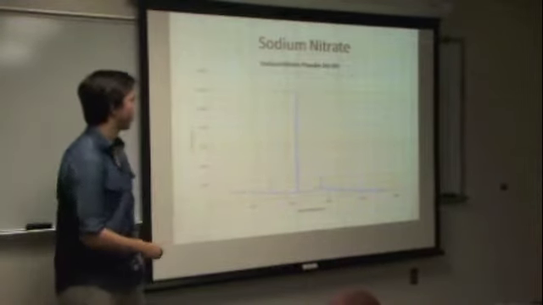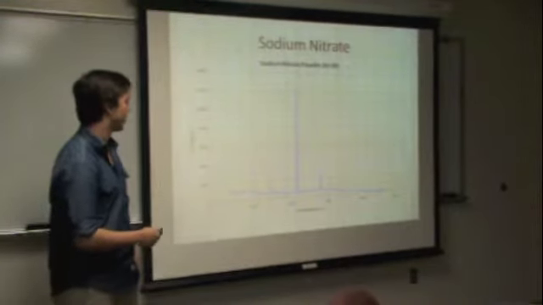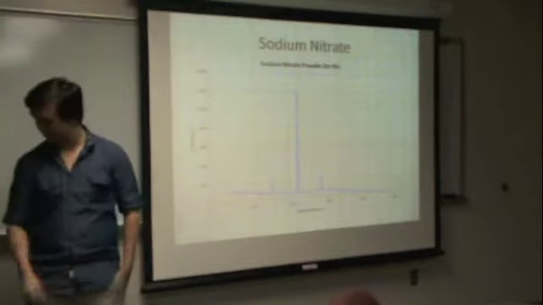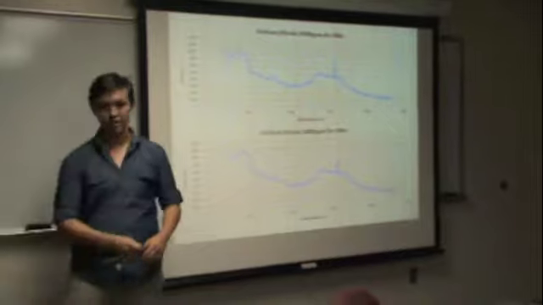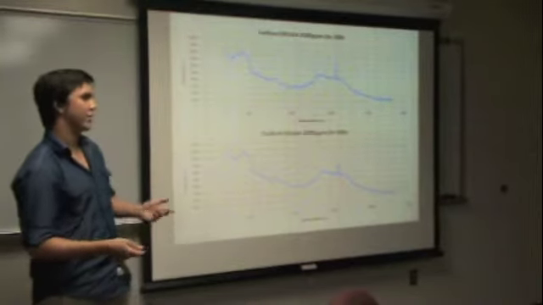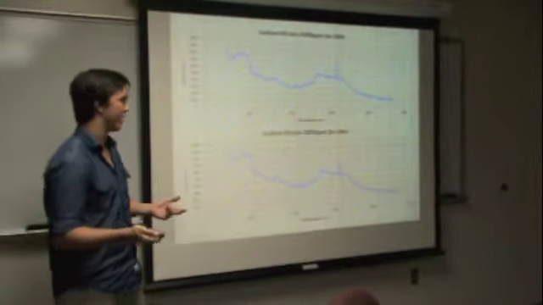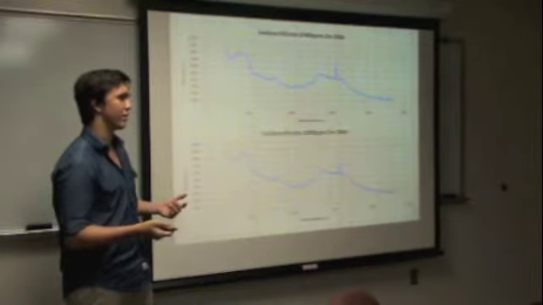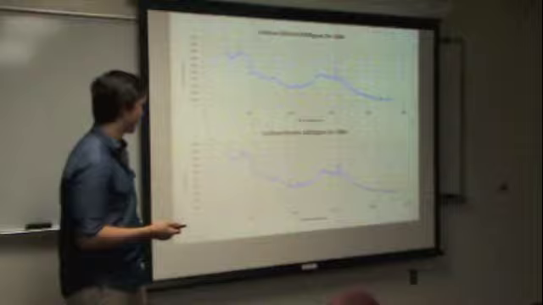This one's for sodium nitrate. It also has the large peak in the middle, except these two peaks are different. And here's for the different concentrations. They look very similar, and as of now, I think that is because of the nitrates. Nitrates seem to be a very prominent peak in Raman spectroscopy.